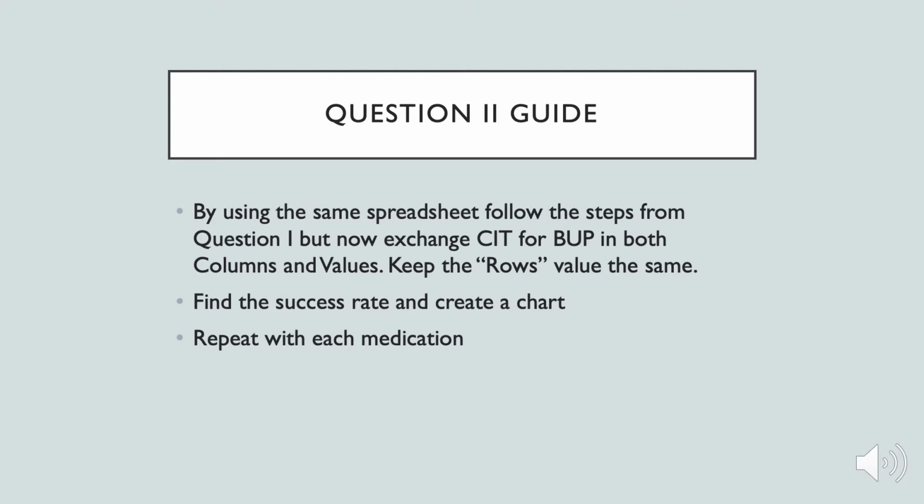For question 2, we will be using the same spreadsheet to follow the steps from question 1, but now exchange CIT for BUP in both columns and values. Keep the rows value the same. Then find the success rate and create a chart and be able to include all of the medications and their success rates.